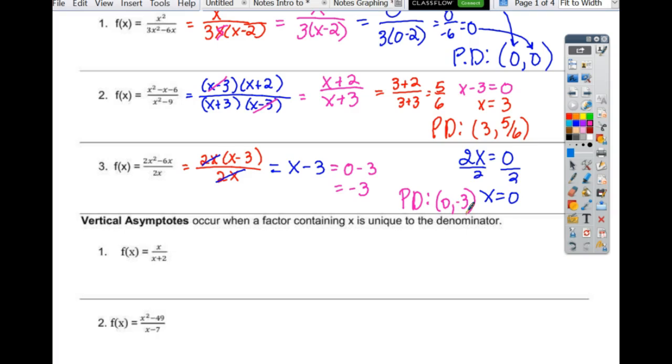We are going to graph, but not today. So that's how we find the point discontinuity, only from a canceled term. And it's an actual point. Okay?